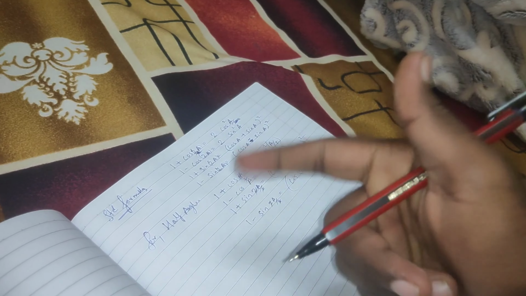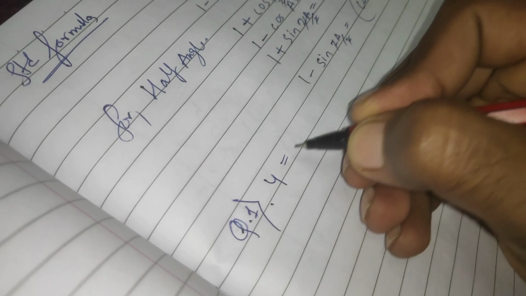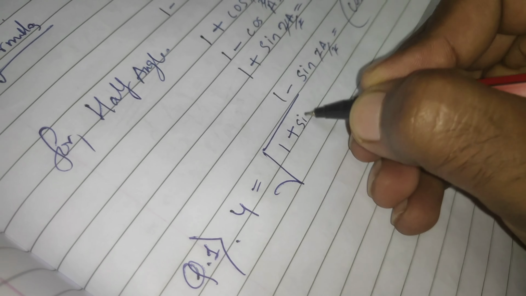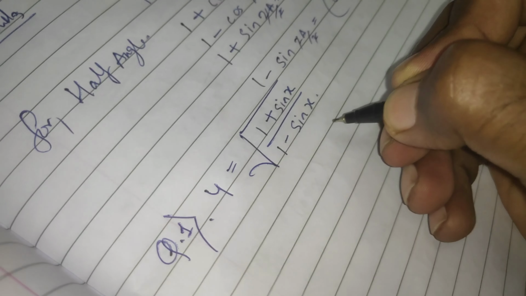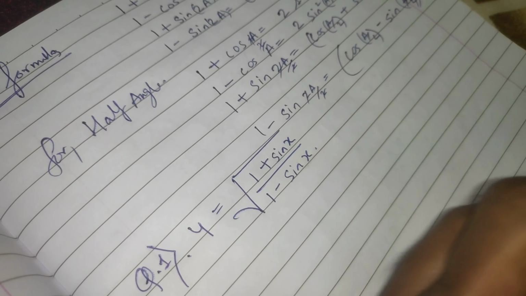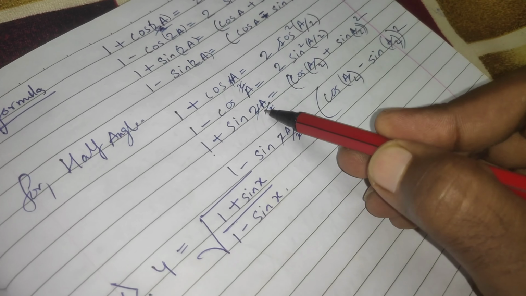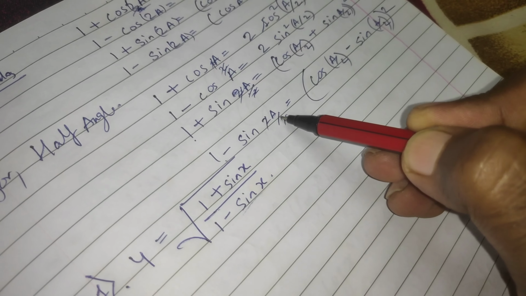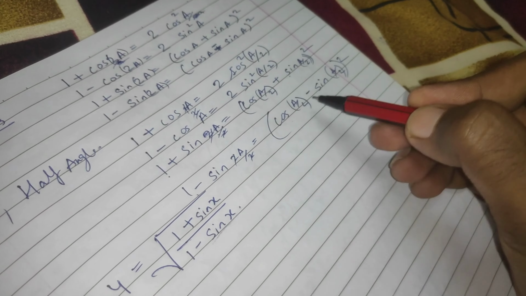So let's start. So question number 1, y equal to root of (1 plus sin x) upon (1 minus sin x). So here as you can see, 1 plus sin x equal to (cos a by 2 plus sin a by 2) whole square. So I can put this here.